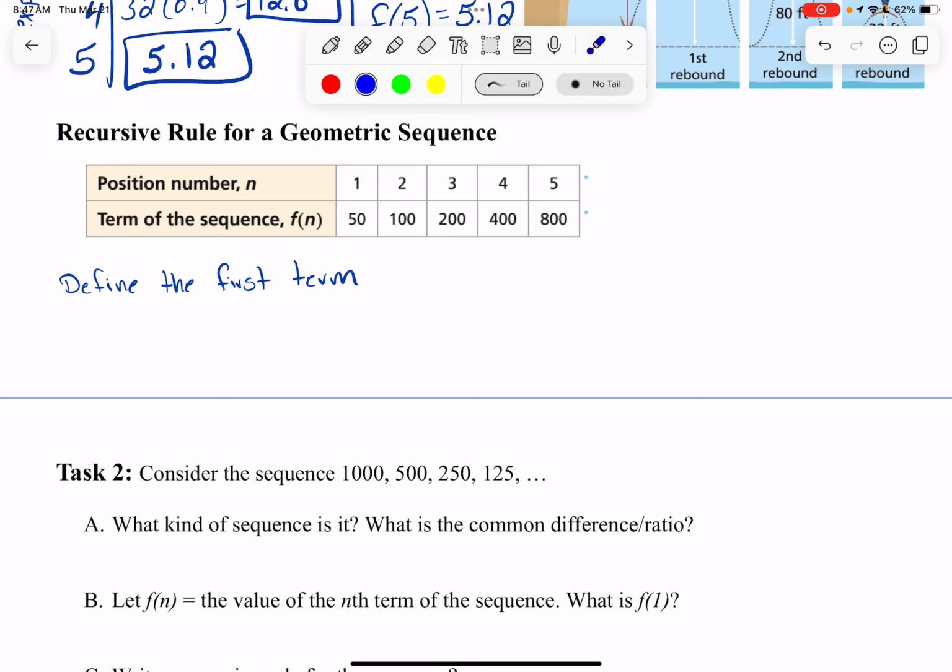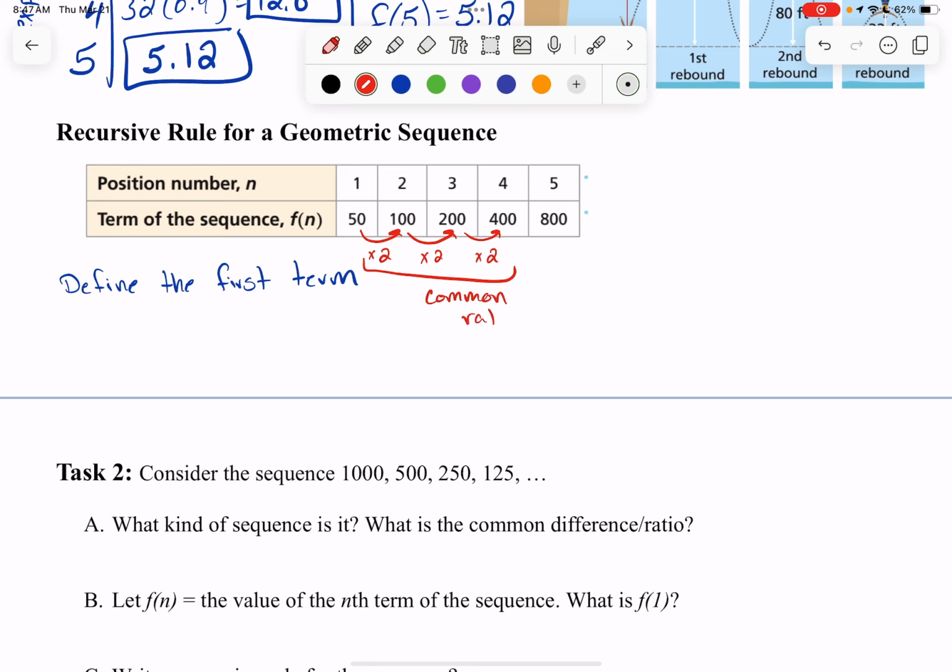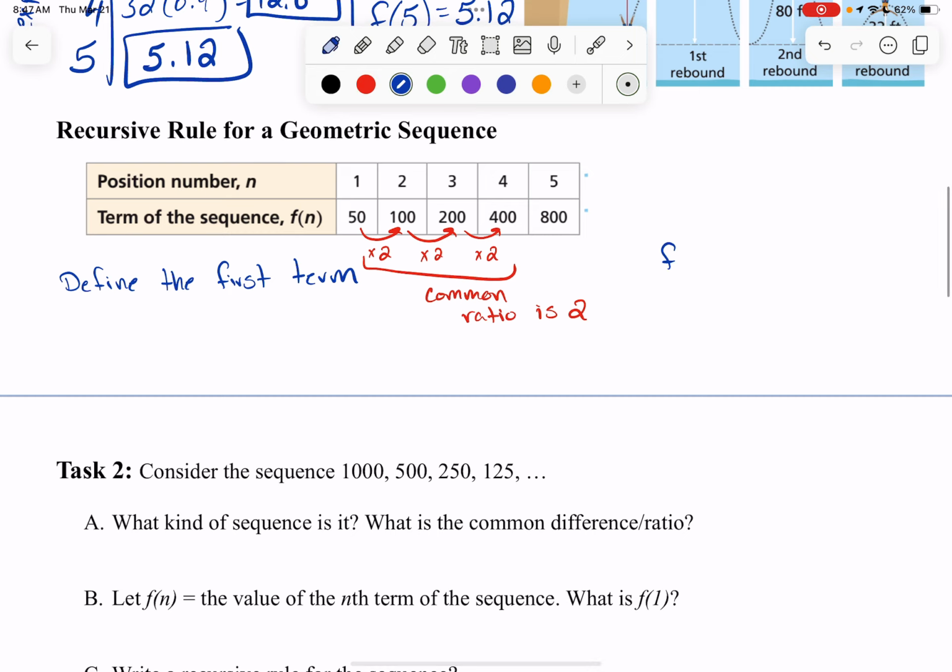So here I have a geometric sequence. First term is 50, second term is 100, so that looks like a multiply by 2 each time. 100 to 200, times 2. 200 to 400, times 2. Yep. So if I take 100 divided by 50, 200 divided by 100, and so forth, it looks like my common ratio is 2. So to write a recursive rule for this, first I need to define the first term. The first term, f of 1, is 50.